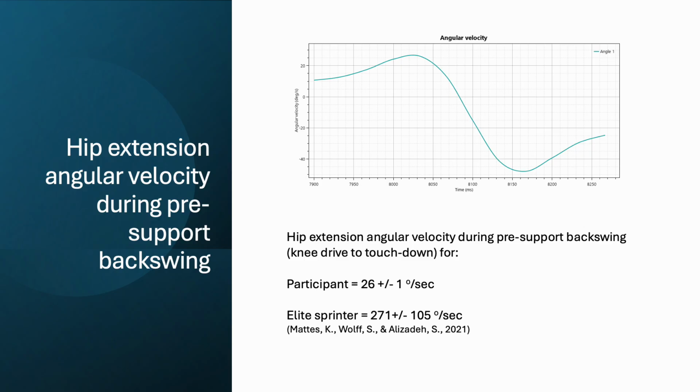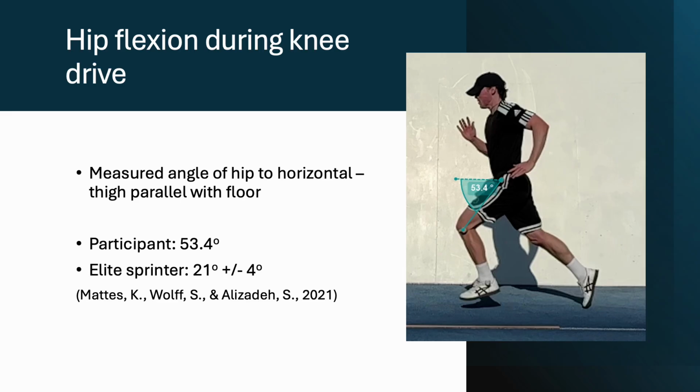And according to Matz, Wolf, and Elizada 2021, elite sprinters saw hip extension angular velocity of 271, give or take 105 degrees per second. For hip flexion during knee drive, this was measured by measuring the angle of hip to horizontal, or thigh parallel with floor. So essentially the amount of hip flexion during the highest point of knee drive compared to the hip being horizontal where the thigh is parallel with floor.